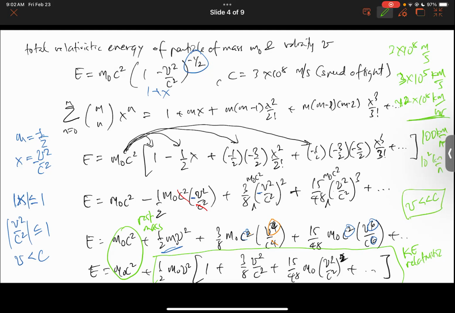So this assumption that v is very much less than c is valid because you're talking about 10 squared versus 10 to the 8. And in those cases, you can ignore these terms. All the higher order terms there can be ignored. And we are reduced to our classical kinetic energy, which is 1/2 m naught v squared.